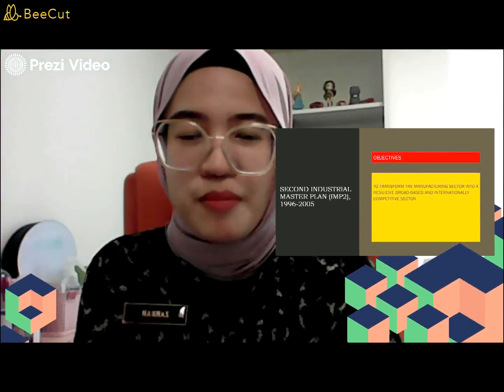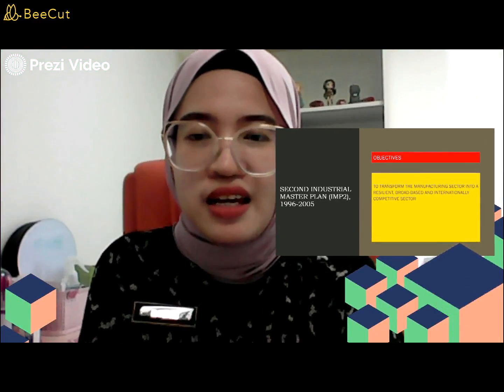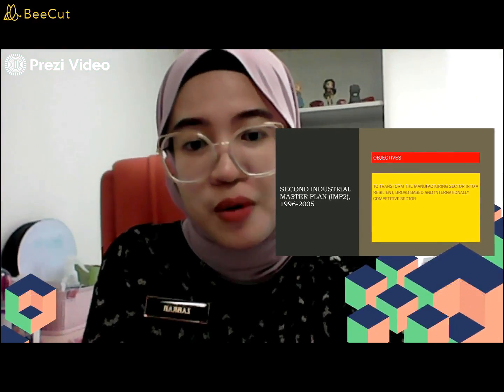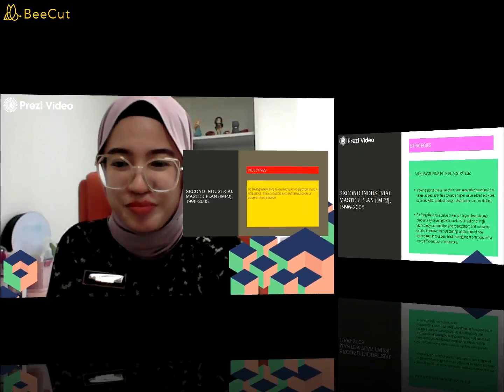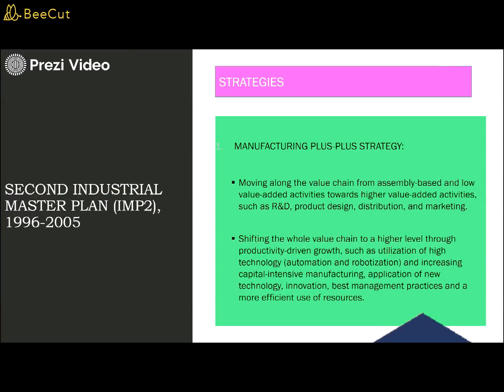In the next slide, I'm going to talk about the strategies that have been adopted from the second Industrial Master Plan, IMP2, from 1996 to 2005. One of the strategies is the manufacturing value chain, also known as the manufacturing plus plus strategy. So here class, a key element in IMP2 is the emphasis on pushing Malaysian manufacturers higher up in the value chain of manufacturing.